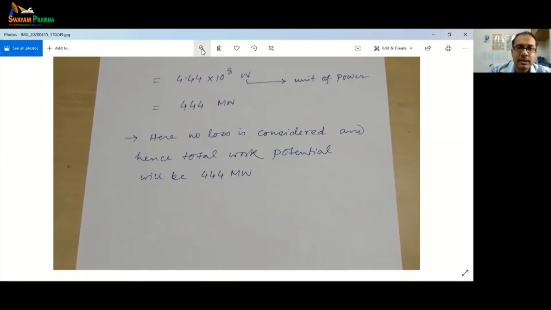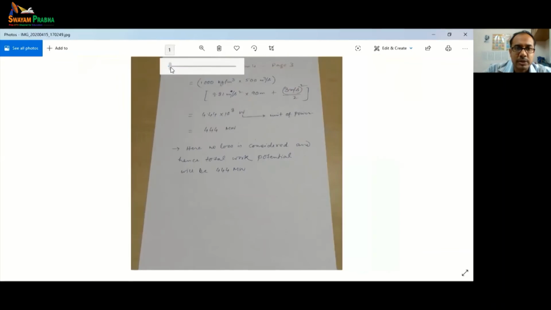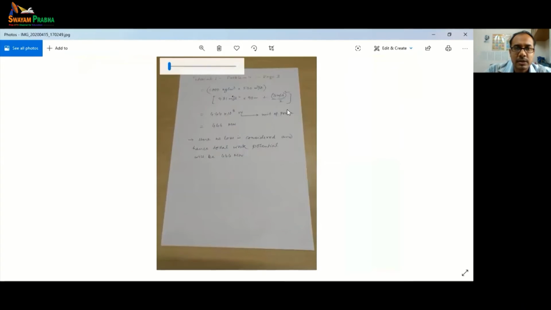So that's another problem we have looked at, where we used the concept of conservation of energy, the exchange of potential and kinetic energy into total mechanical energy and work potential. Those concepts we have used, and we have solved this problem. Okay, thank you.